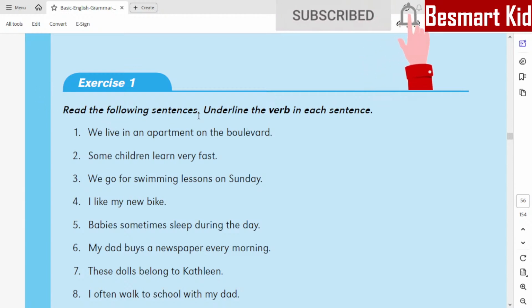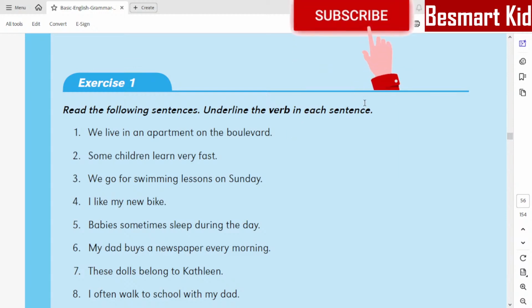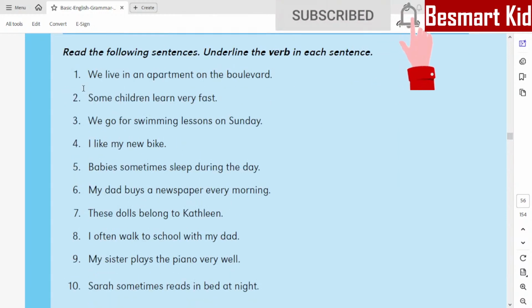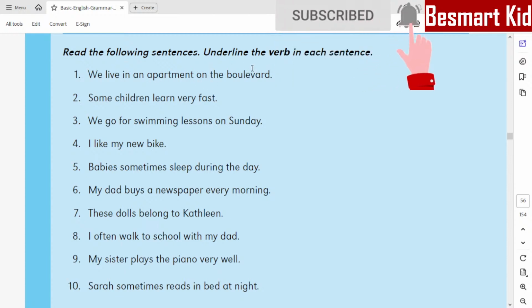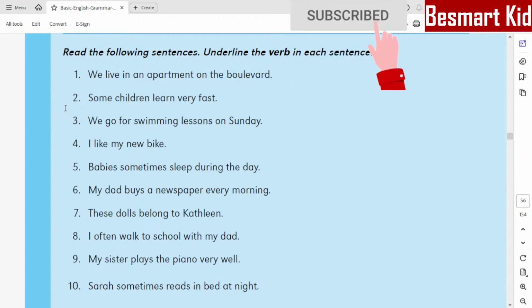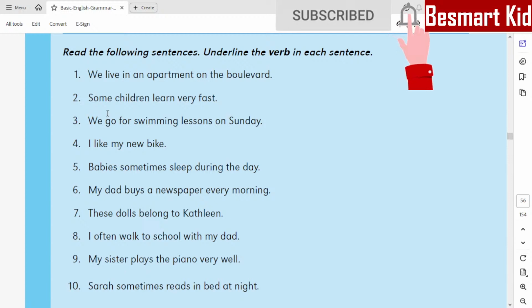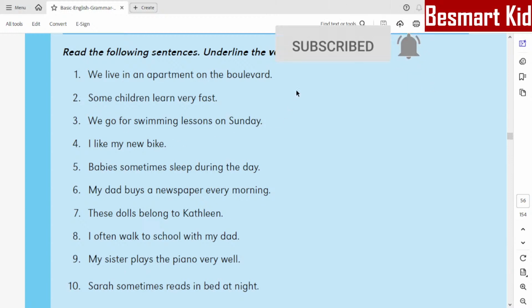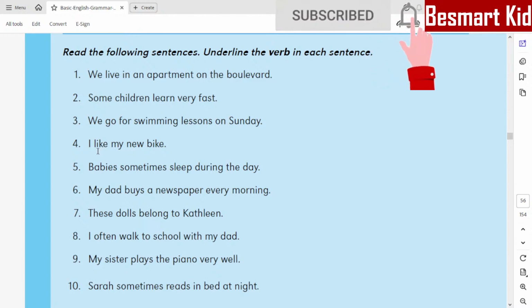Read the following sentences, then underline the verb in each sentence. First, we live in an apartment on the boulevard. Some children learn very fast. We go for a swimming lesson on Sundays. I like my new bike.